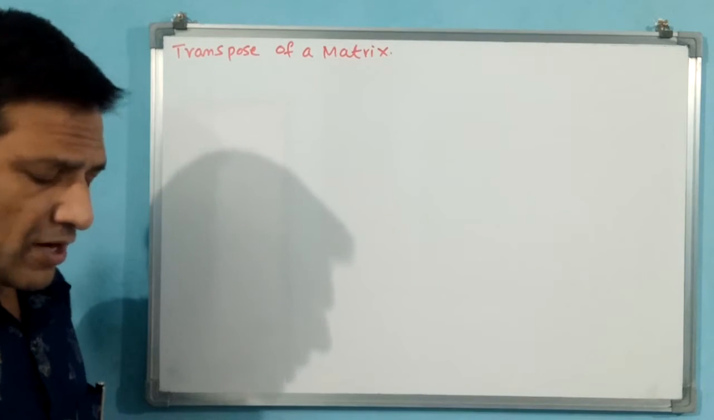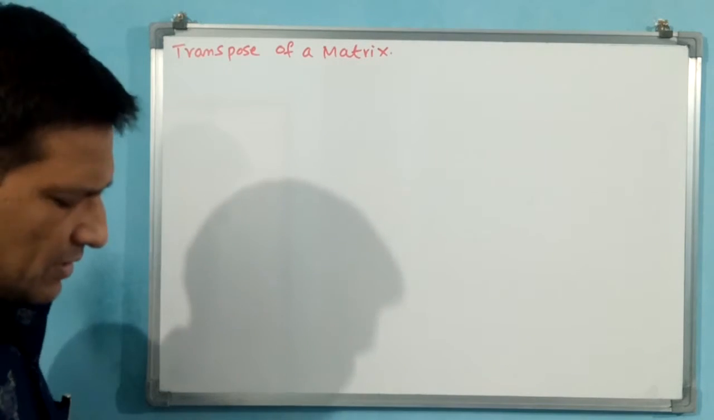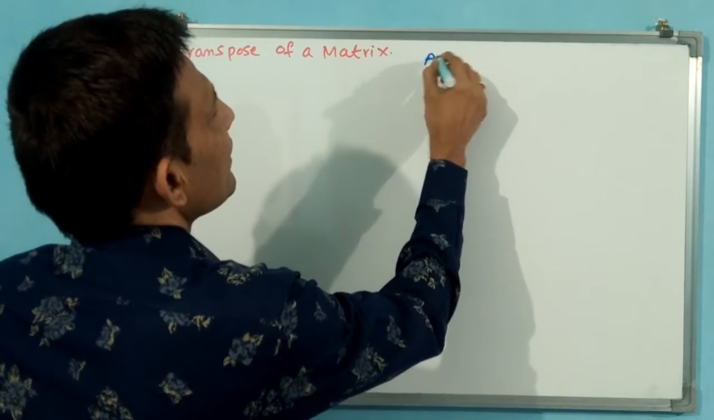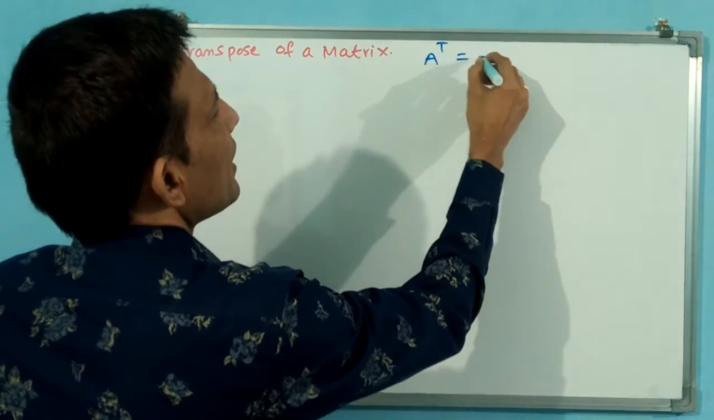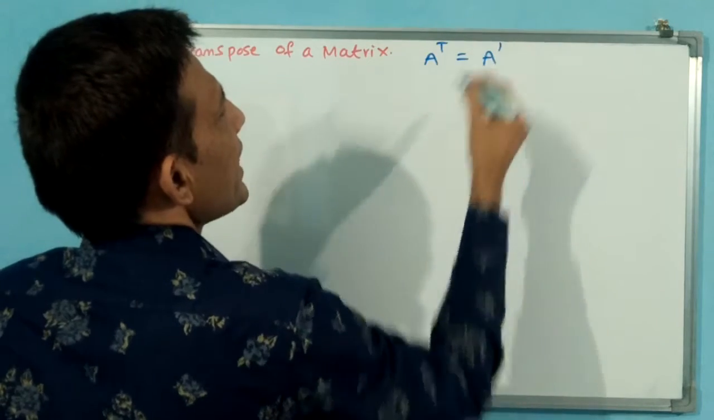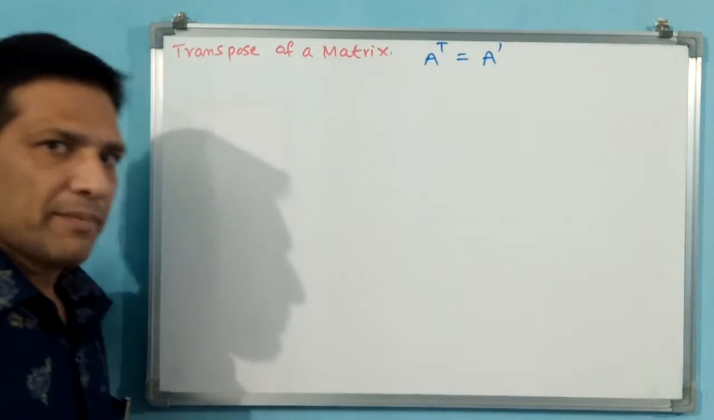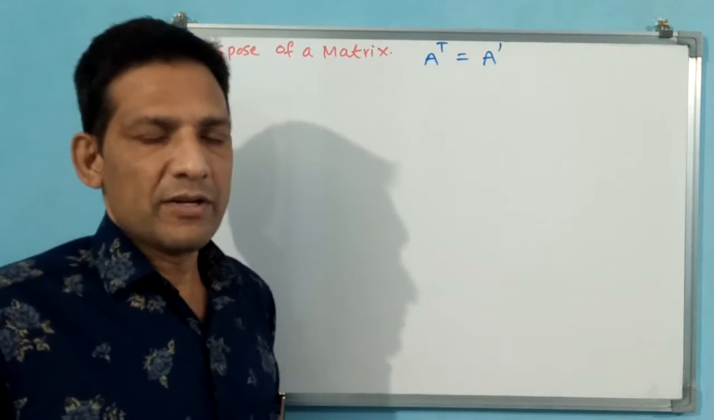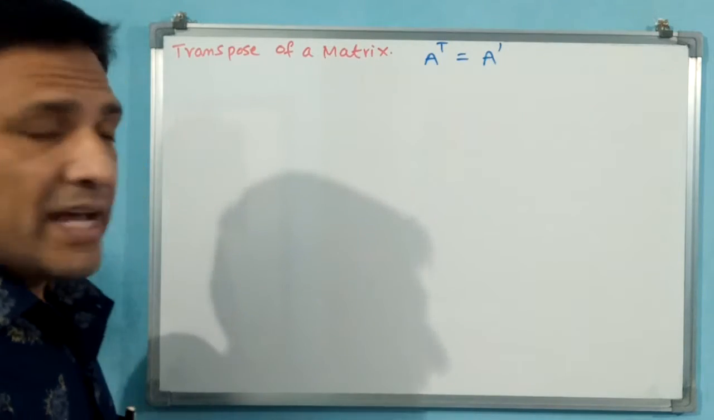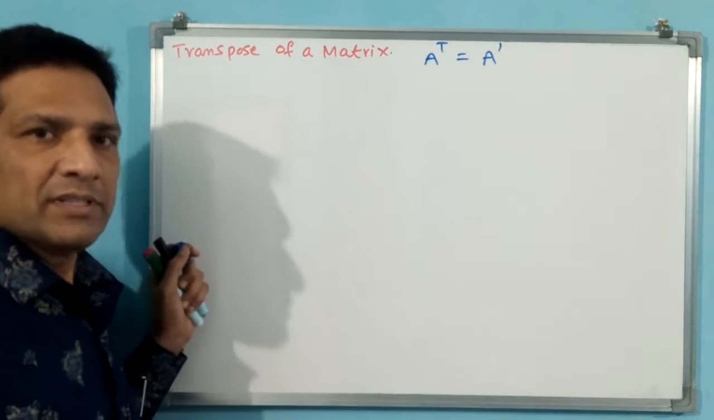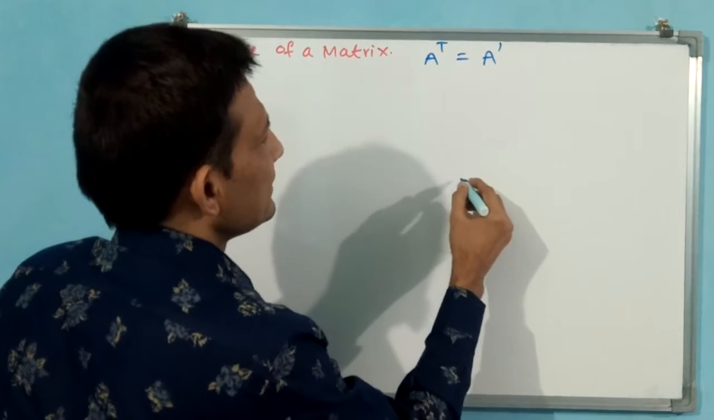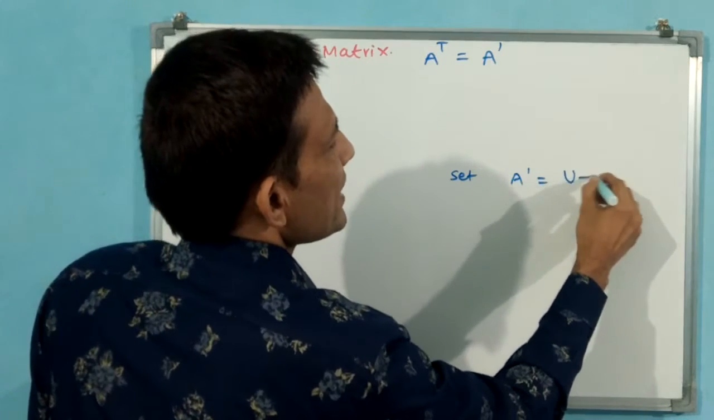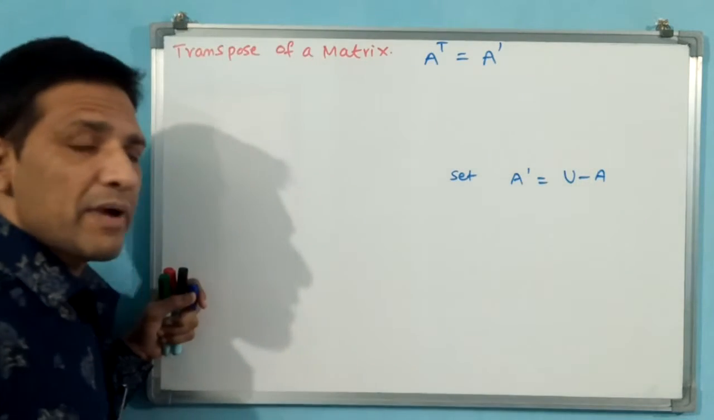Let us first see how they are representing the transpose. They are representing the transpose like this: A power t or A dash, A apostrophe. A power t is okay, t for transpose. But A dash we have already seen in sets, where A dash is equal to U minus A, universal set minus that set.